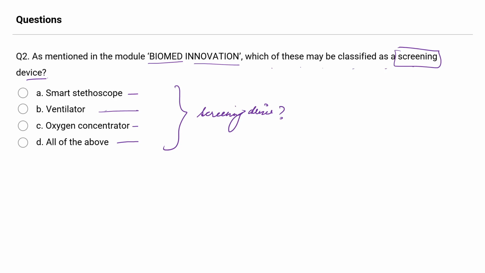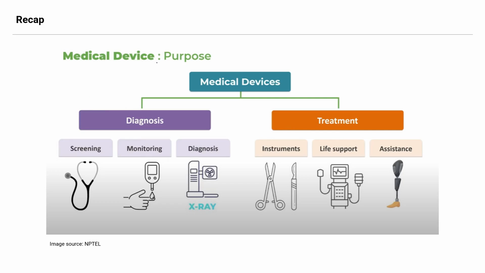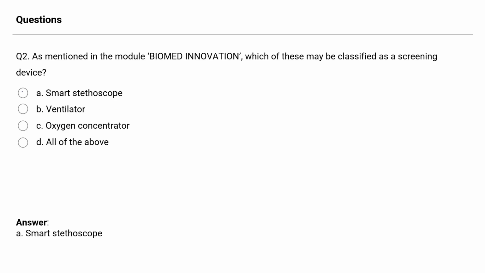Okay, so let's do screen validation and let's see what the correct answer is. If you remember, the medical device classification was done on the basis of diagnosis and treatment. And within diagnosis, you had these screening devices, like the stethoscope. Monitoring includes the glucometer and likewise. So the correct answer is smart stethoscope. All right. It's a screening device. क्या screen कर रहा है? Heartbeat.